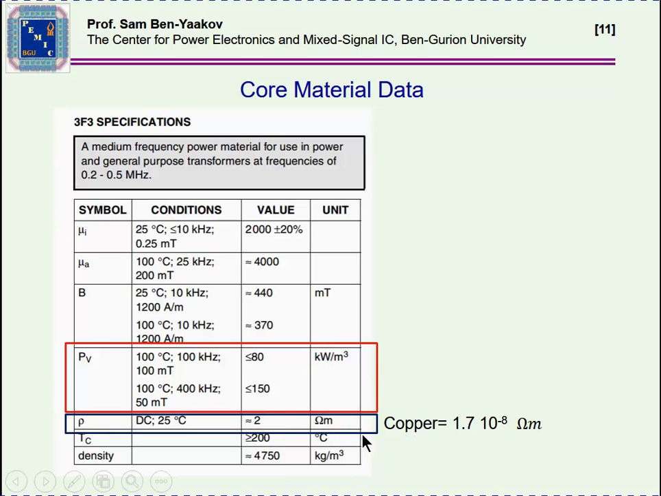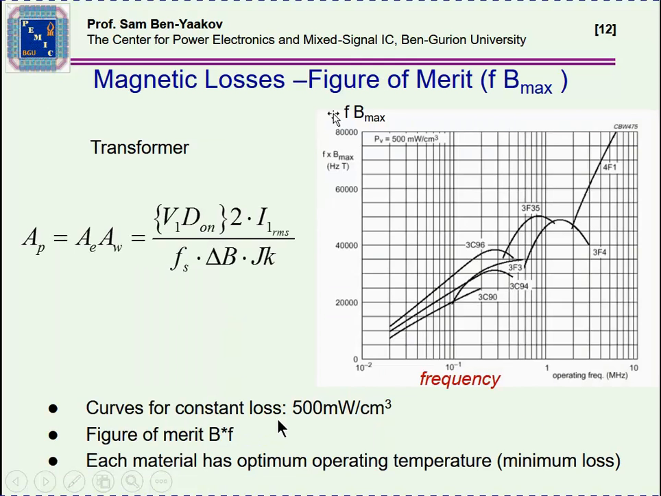Just as a comparison, copper resistivity is 1.7 times 10 to the minus 8 ohm meter. So the resistivity of the ferrite is 100 million times larger than that of copper. This means that the ferrite is actually acting like an insulator. There's very little electrical conduction going on there, so eddy currents could be ignored.